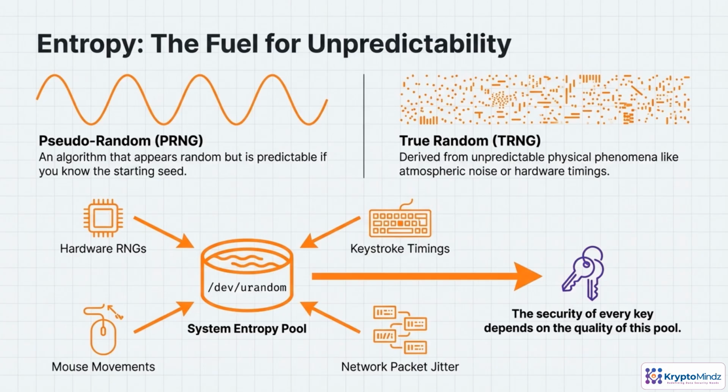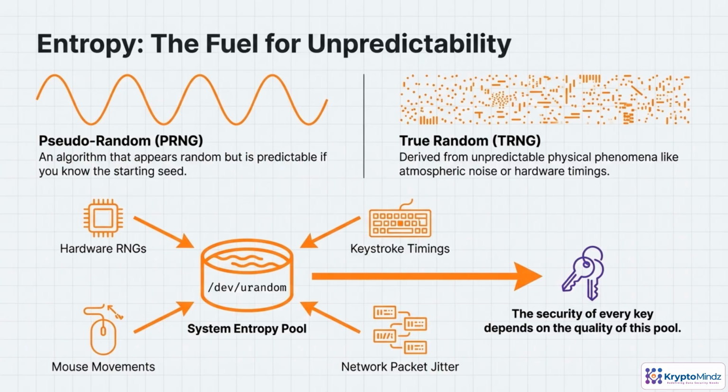Here's a question that keeps cryptographers awake at night. How do you generate true randomness? Entropy is randomness, it's unpredictability. In cryptography, entropy is critical. If an attacker can predict your random values, your security is broken. They can predict your keys, predict your nonces, predict your challenges. Everything crumbles.